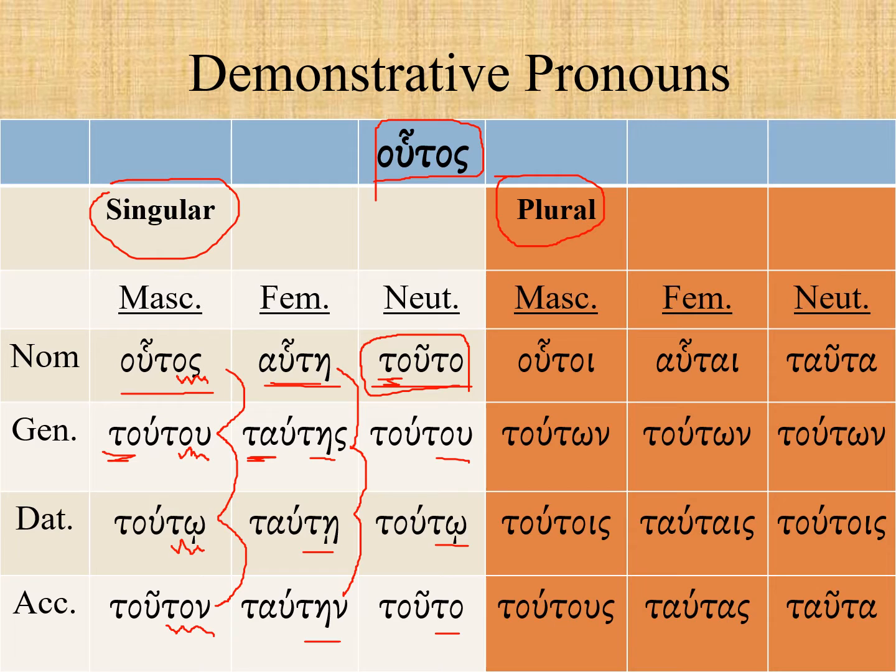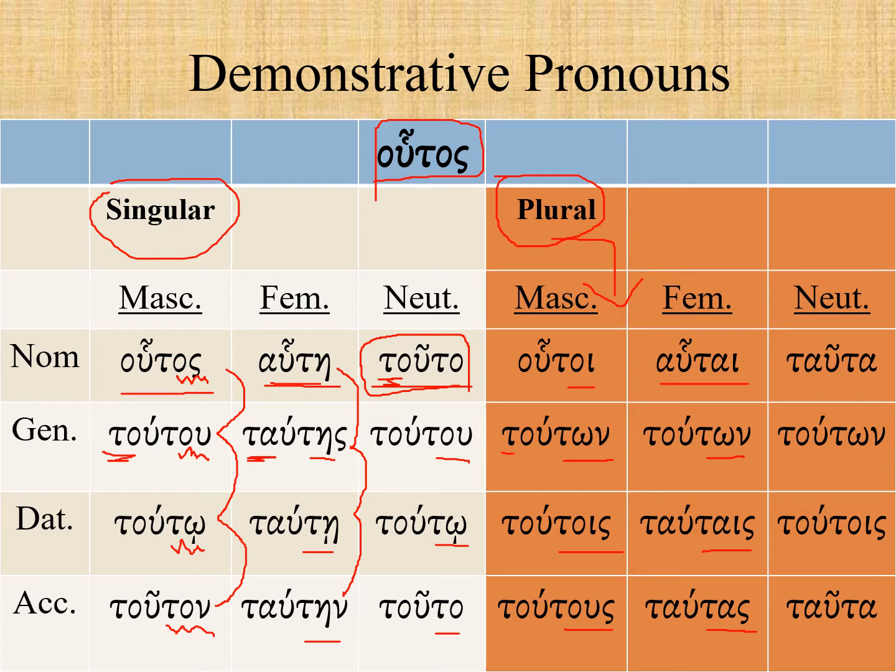Those are the singular forms. Now the plural forms follow exactly the same pattern, and if you have learned the plural case endings well, then you have no problems identifying them. The plural, these, is in Greek houtoi, and then we have the tau again. The plural genitive is toutōn, dative toutois, accusative toutous. The feminine forms: hautai, toutōn, tautais, tautas.